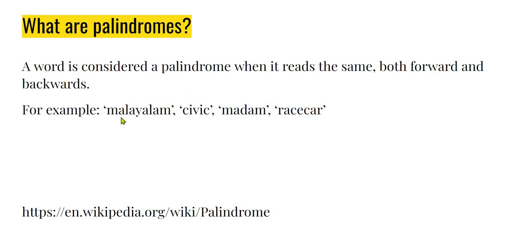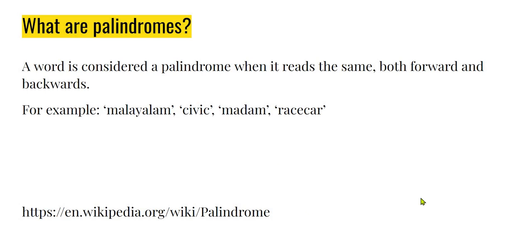For example, take Malayalam. Malayalam, whether you read from left to right or you read from right to left. Similarly, civic, madam, race car, all these words are palindromes because they read exactly the same from left to right as well as from right to left. This is an interesting field. You can learn more about this following this link.